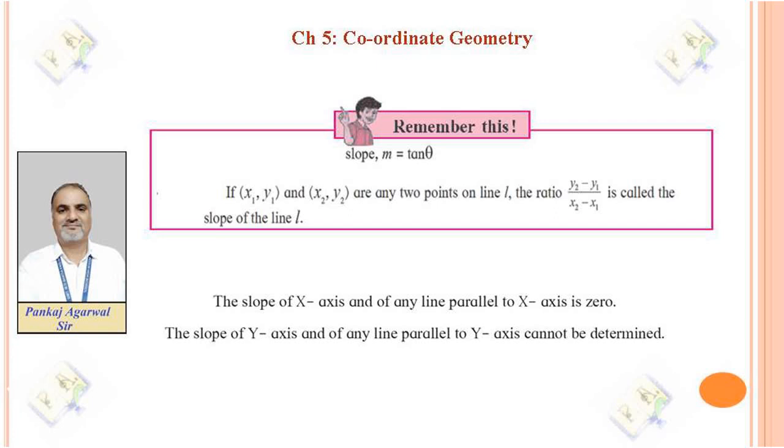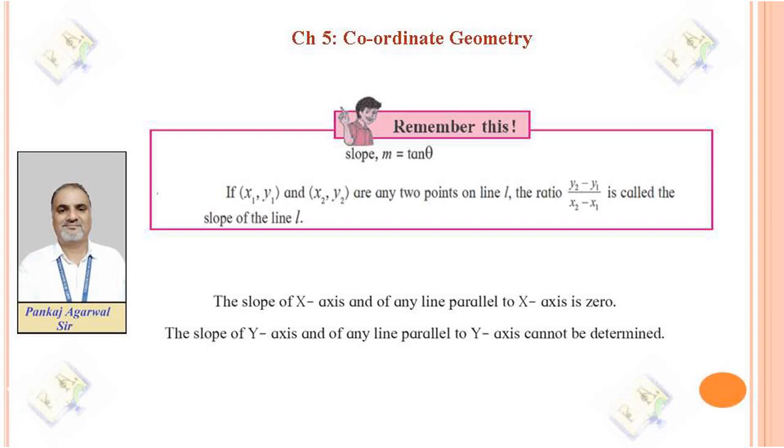Therefore, the slope of a line is m equal to tan theta, and if (x1, y1) and (x2, y2) are any two points on a line L, then the ratio (y2 - y1) upon (x2 - x1) is also called the slope of the line. We should also know that the slope of the x-axis or any line parallel to the x-axis is 0, and the slope of the y-axis and any line parallel to the y-axis cannot be determined.